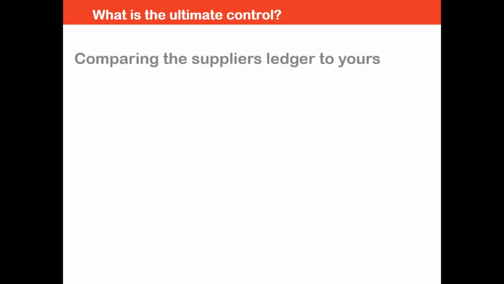So what's the ultimate control? And I think, this is getting onto the focus for the webinar now, the ultimate control in AP is to compare the supplier's ledger to your ledger. So what does the supplier say and what do I say? And really, to do that, you need to reconcile more supplier statements.